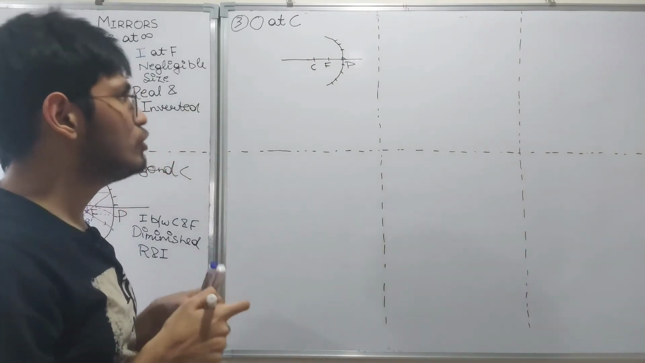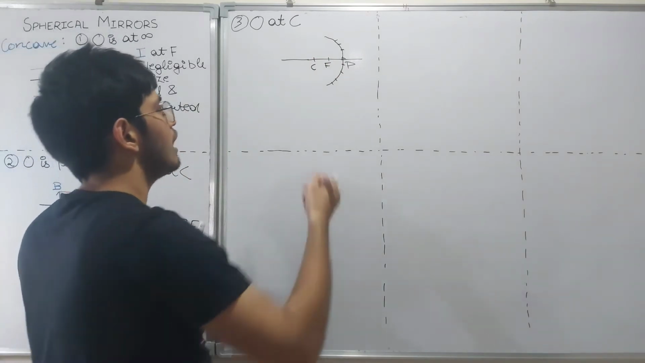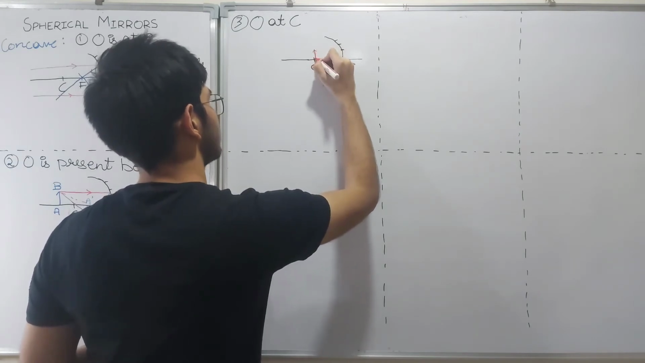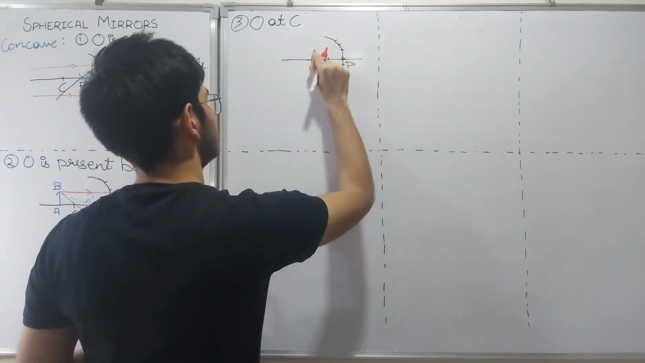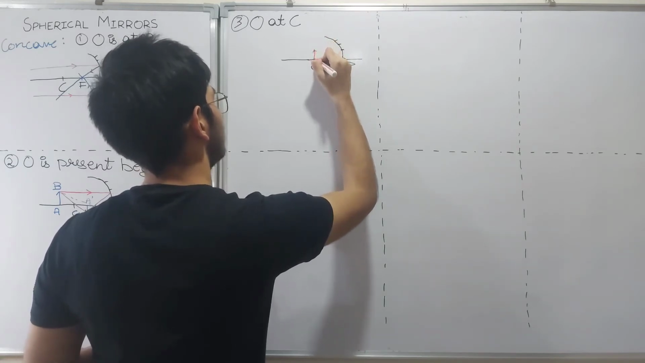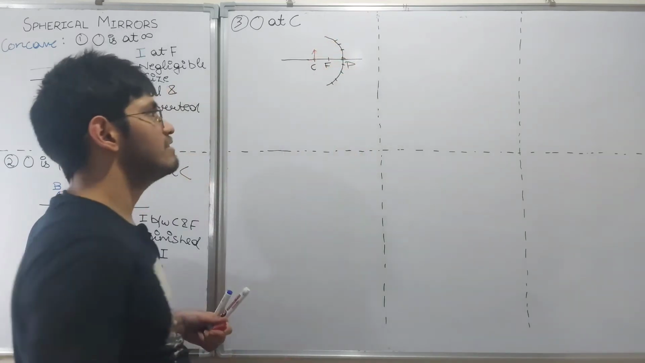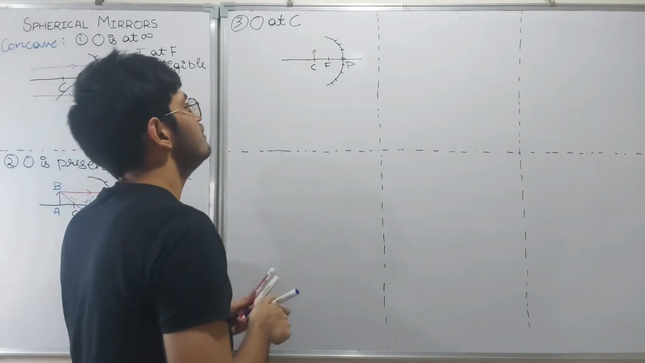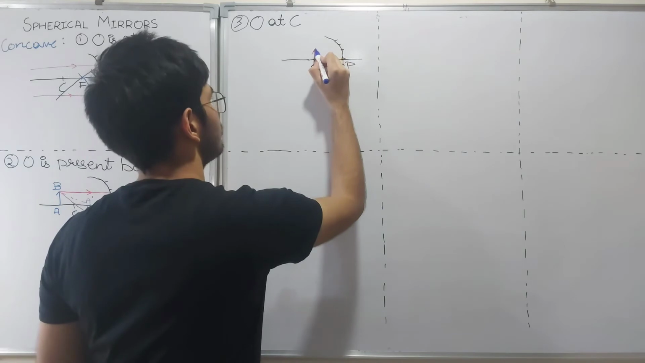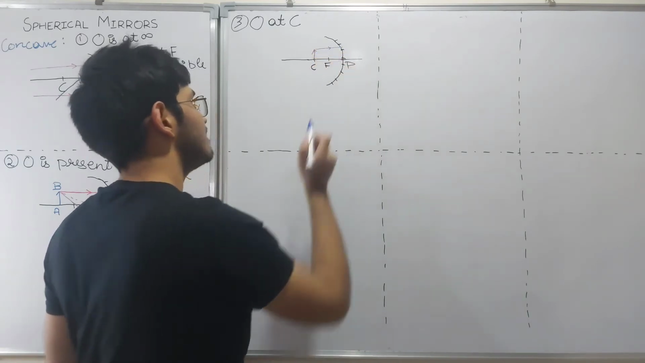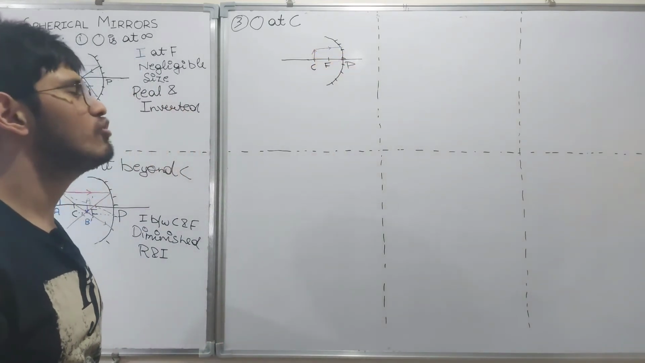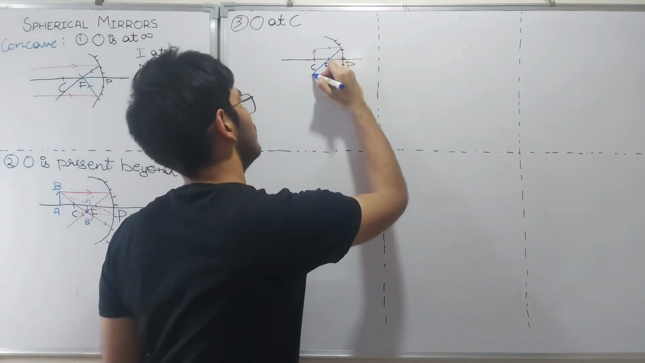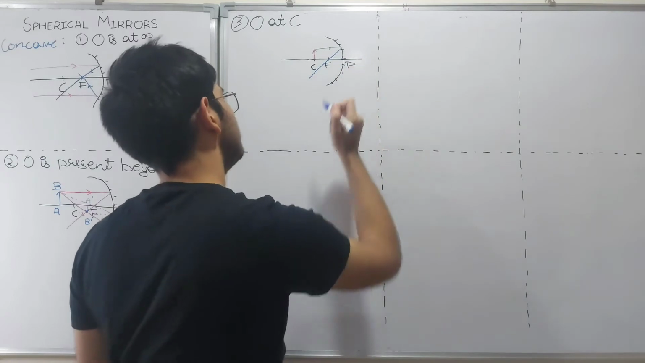Now what will we do? We will take an object at the center of curvature. Okay, we just took this object at the center of curvature. This object is at the center of curvature. Then what will happen? The ray of light will pass first parallel to the principal axis. If the ray of light is passing parallel to the principal axis, where will it pass from? It will always pass through the focus. Okay, so it just passed through the focus.